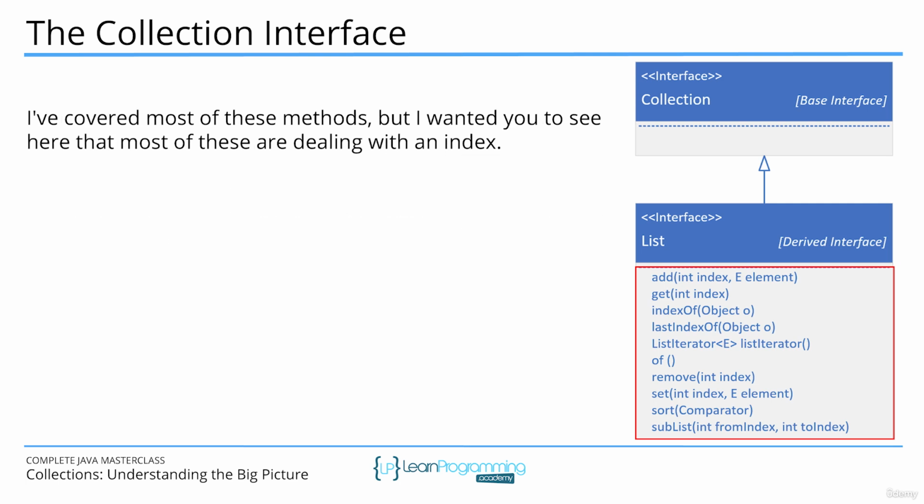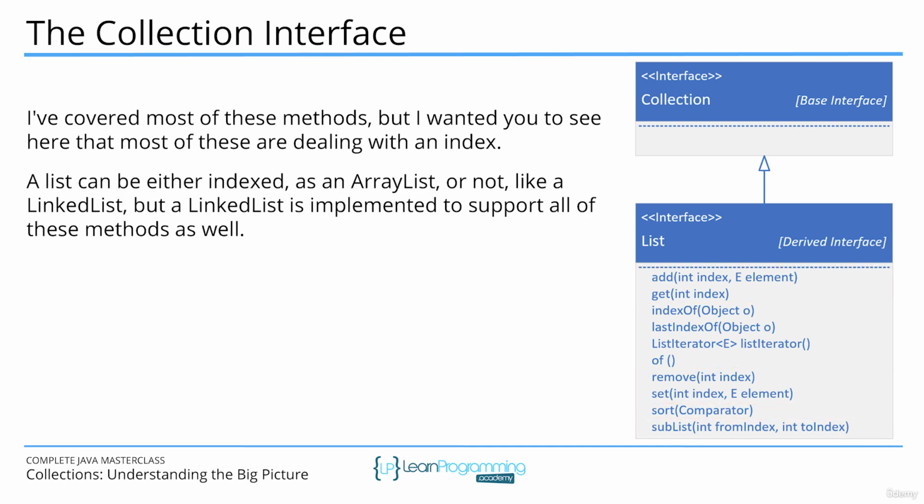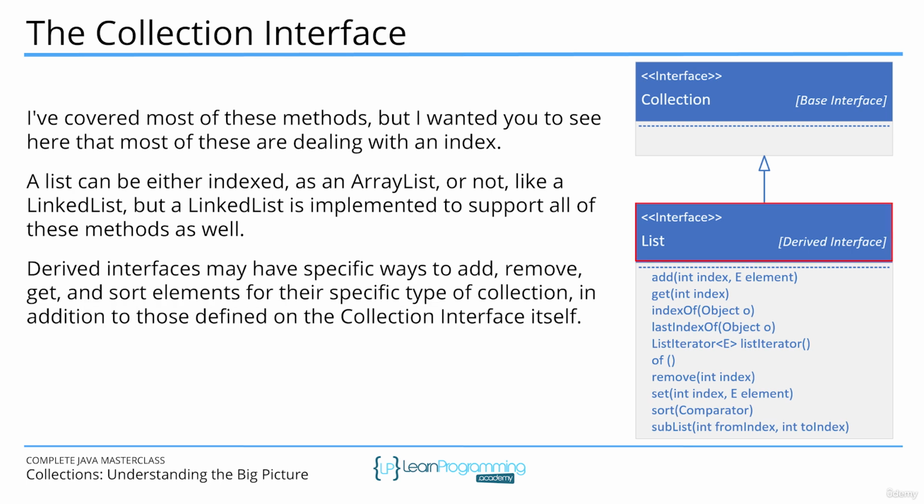I've covered most of these methods, but I wanted you to see here that most of these are dealing with an index. A list can be either indexed as an array list or not, like a linked list, but a linked list is implemented to support all of these methods as well. Derived interfaces may have specific ways to add, remove, get, and sort elements for their specific type of collection, in addition to those defined on the collection interface itself.